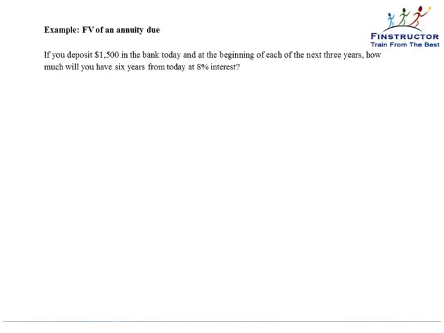So we'll do one more question, guys, slightly different though. If you deposit $1,500 in the bank today and at the beginning of each of the next 3 years, so 1,500 goes right at t equal to 0, and then at the beginning of each of the next 3 years, we again get $1,500. The question asks, how much will we have 6 years later?